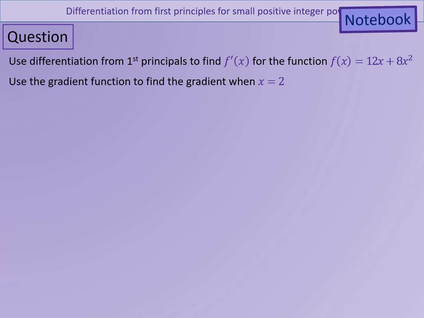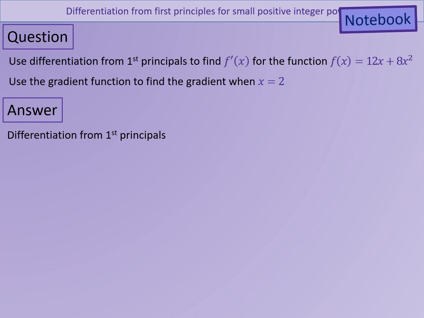So the question says, use differentiation from first principles to find f dashed x. So we've purposely used the alternative notation here. For the function f of x is 12x plus 8x squared. And then once we've done that, so this is part A, and then part B is use that gradient function to find the gradient when x is 2. So part B is actually very, very simple, because part B is going to involve just subbing in the value of x equals 2. So the majority of the marks are going to be for part A. And I'm going to show you the step-by-step approach to getting a perfect answer every time.